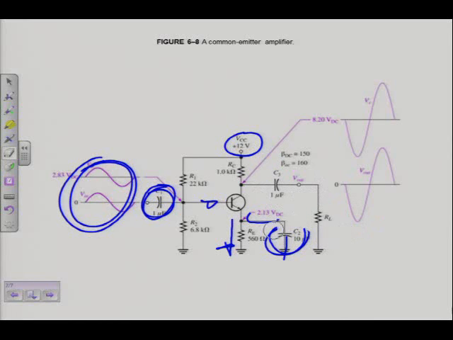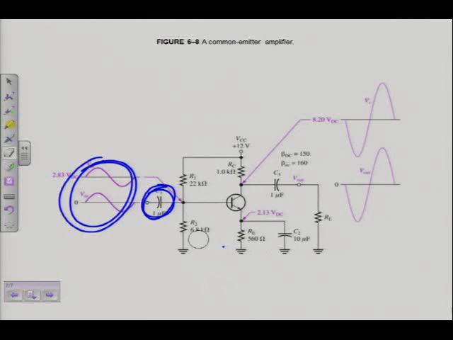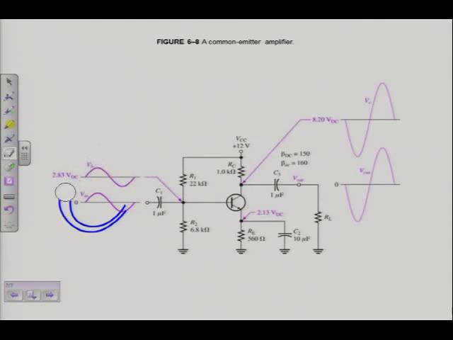We've established that this is a common emitter configuration amplifier because the input is on the base, the output is on the collector, the remaining terminal is the emitter, so it makes it a common emitter amplifier. Everybody satisfied with that? All clear? Alright.